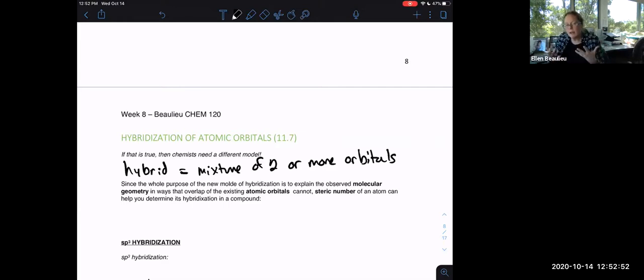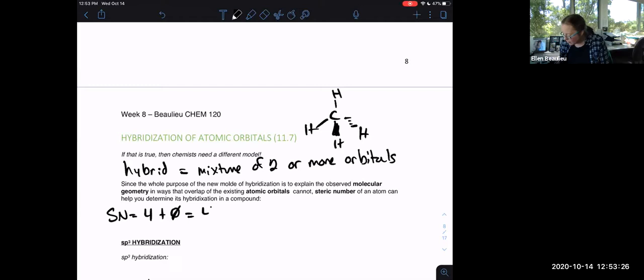I want to ground this conversation in a topic that we already know about, which is steric number. Since the whole purpose of needing this new model called hybridization is to explain the geometry that we see, let's ground ourselves in how we got to that geometry in the first place, which was the steric number. So here's my structure for methane. I'm going to redraw it up here. What's the steric number for carbon? I have 4 atoms attached. I have no lone pairs, which means I have a steric number of 4.